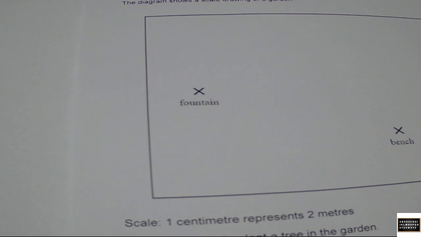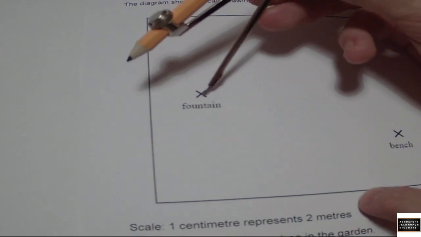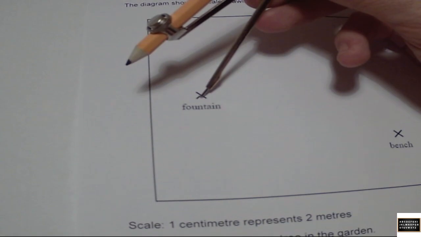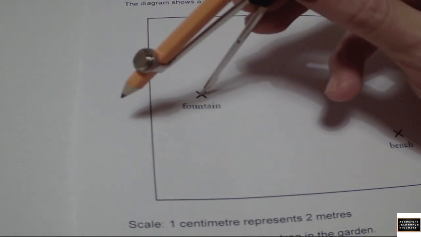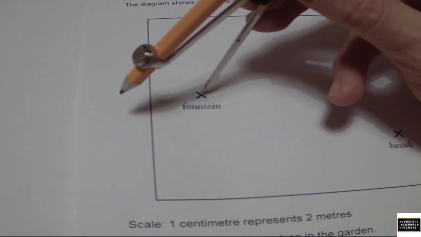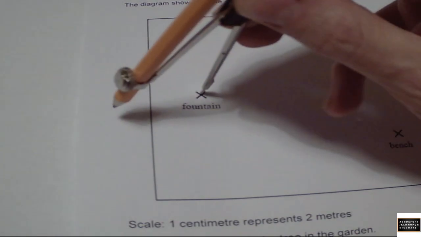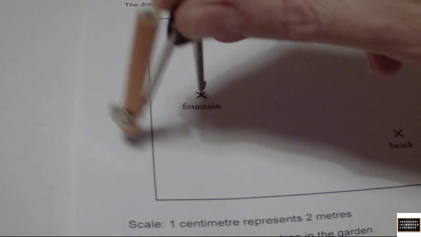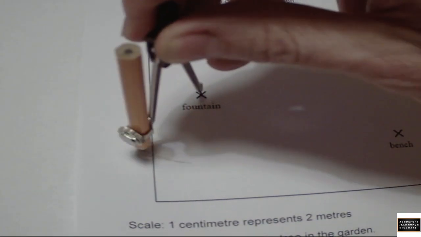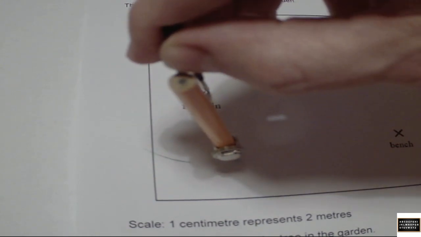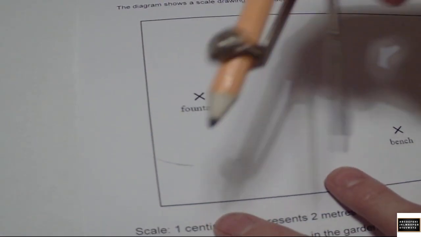So I'm going to do that real quick. Again, I'm doing all this off camera because it's a little fiddly with the camera in the way. But I'm setting the compass 4 centimetres. So I've set my compass 4 centimetres. I'm going to do that from the fountain, A. Of course, we don't want to worry about drawing outside of the garden, so I'm not going to worry about drawing out here. You could if you want, it doesn't really matter. But I'm just going to draw to cover as much as possible inside my garden.